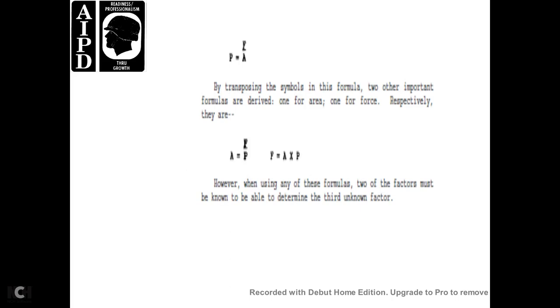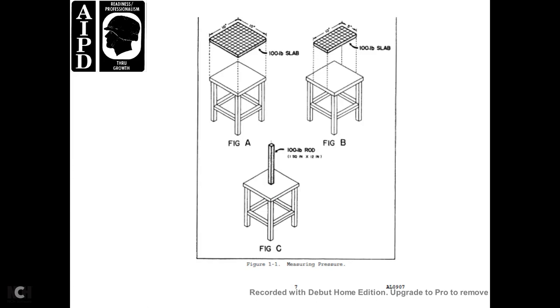P equals F over A. By transposing the symbols of the formula, two other important formulas are derived, one for area and one for force, respectively. Area equals force over pressure. However, when using any of these formulas, two of the factors must be known to be able to determine the third unknown factor. Figure 1.1 shows the measurement of a 10 by 10 square sheet that holds a 100 pound load.